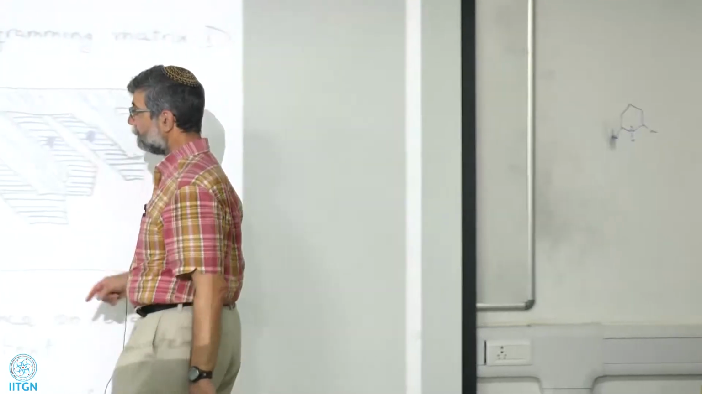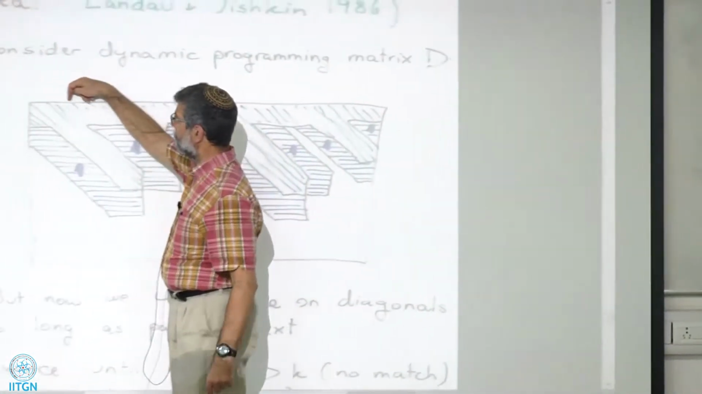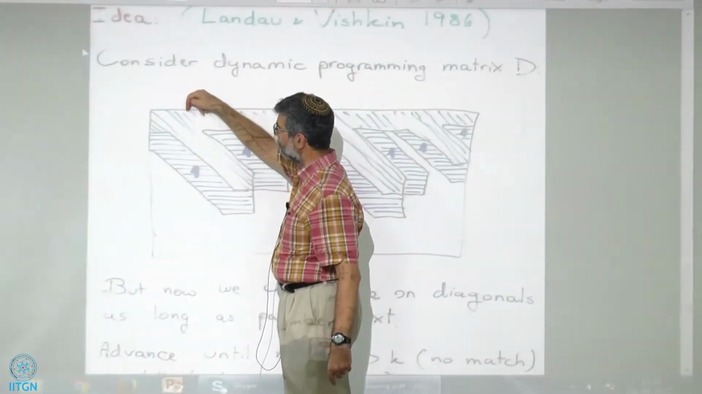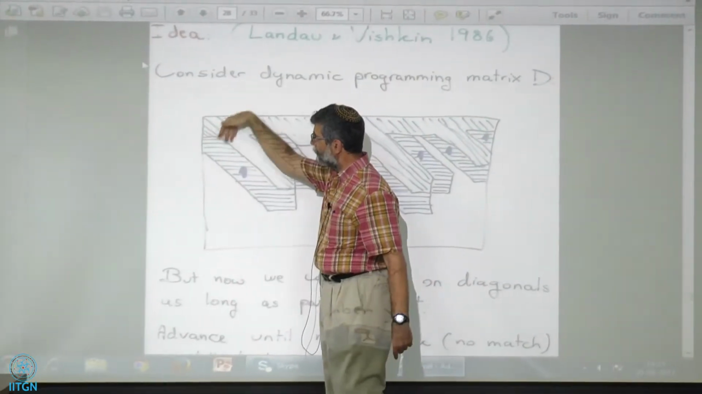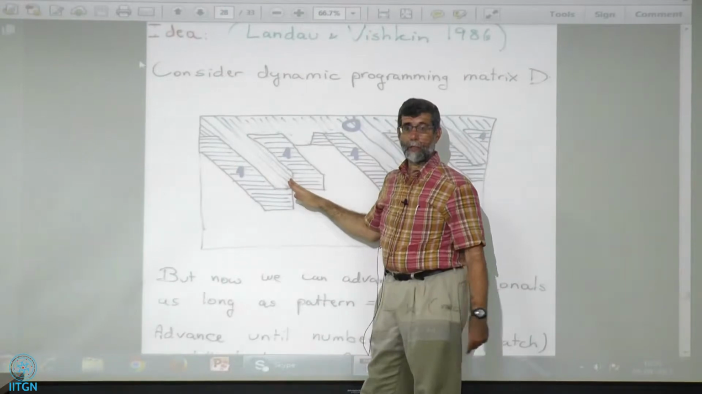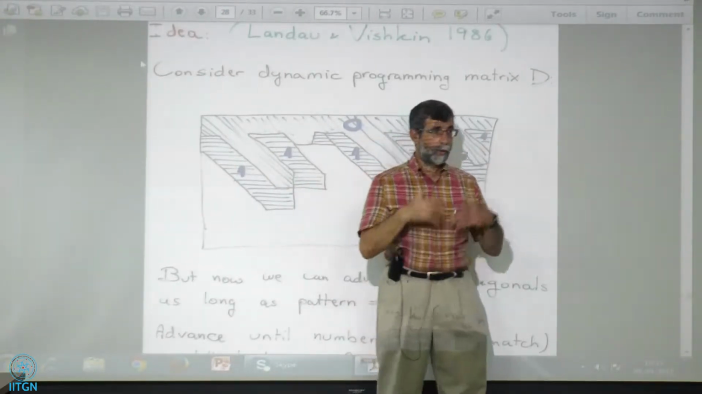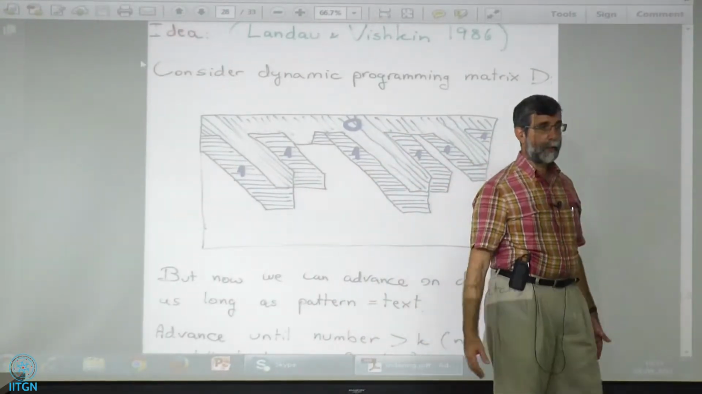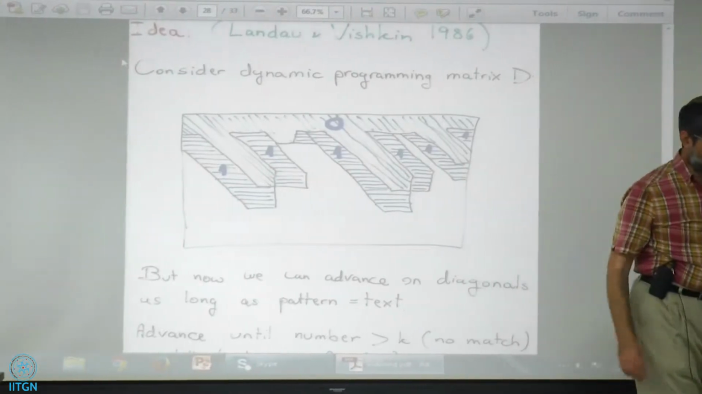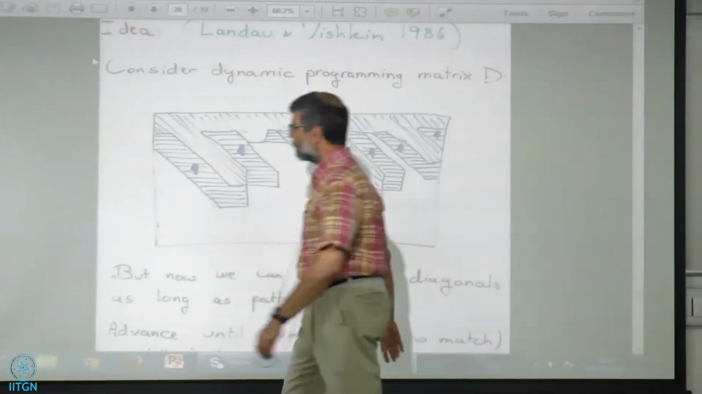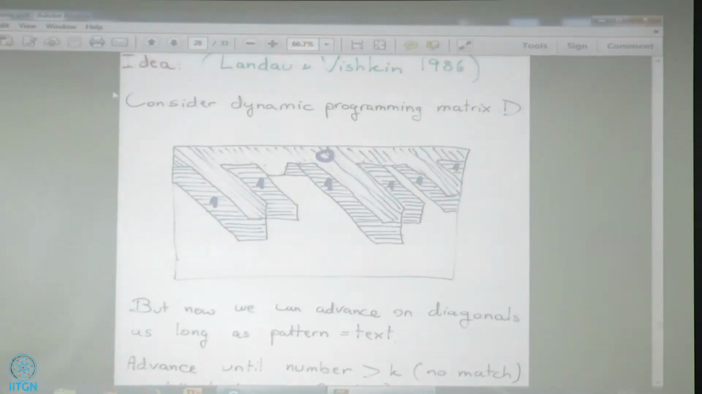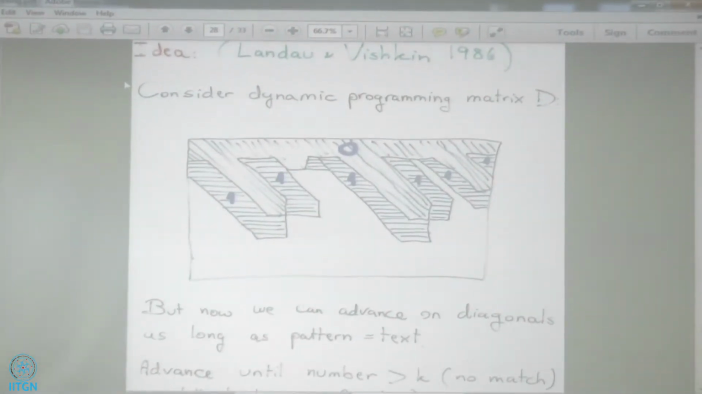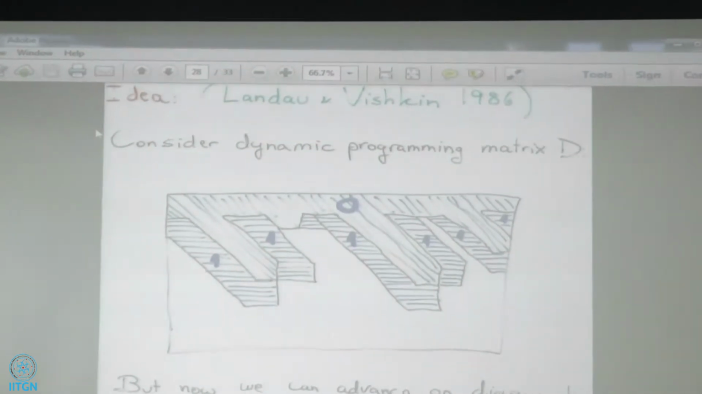Now, here, what are you saying? You're saying that in position 1 of the text and position 1 of the pattern, you want to know how far this thing is equal. So you do an LCA query of 1 and 1. Here, let me write this. Writing is always better than saying and waving hands.